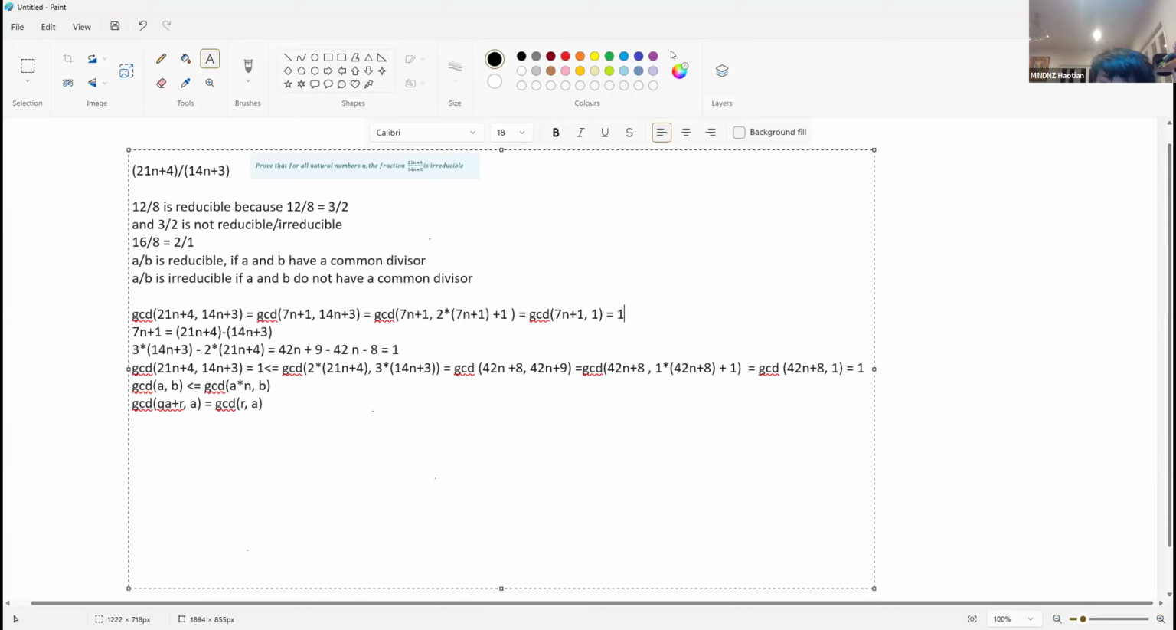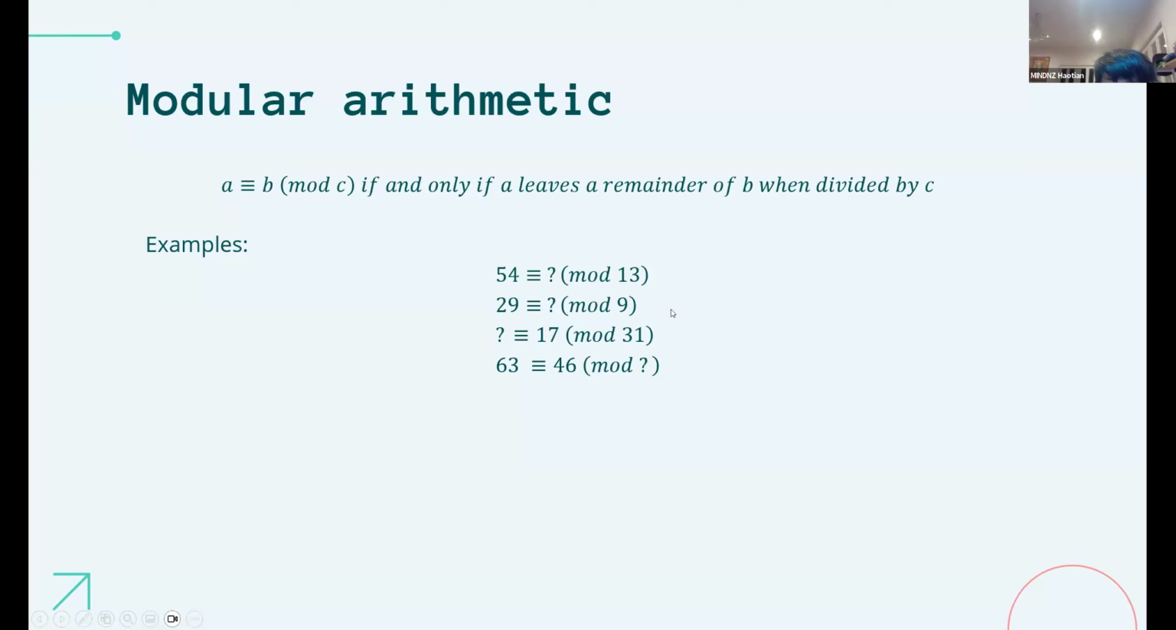Okay, so now we'll move on. Modular arithmetic. We briefly covered this last time. I'll give you guys 30 seconds to try those examples.